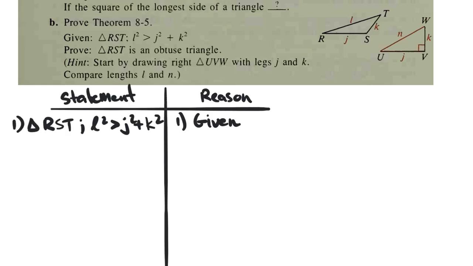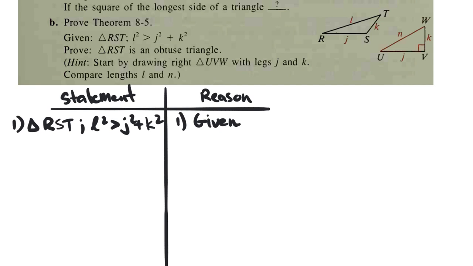But let's get into that proof. I moved this up a little bit, and we're given triangle RST, and L squared is greater than j squared plus k squared. So this is an obtuse triangle by that theorem. And so we prove that RST is an obtuse triangle.